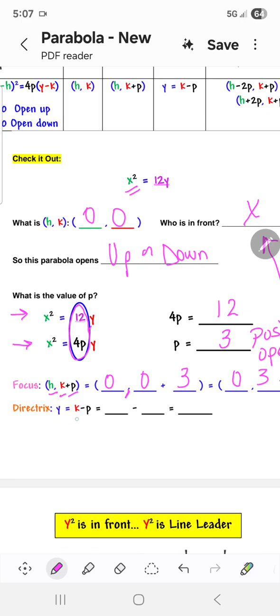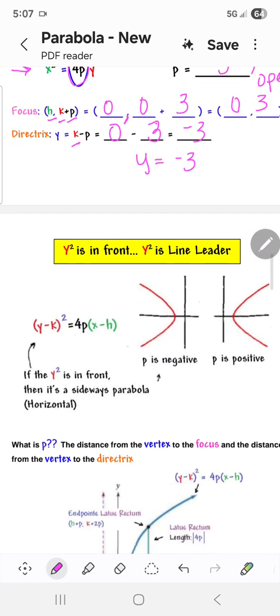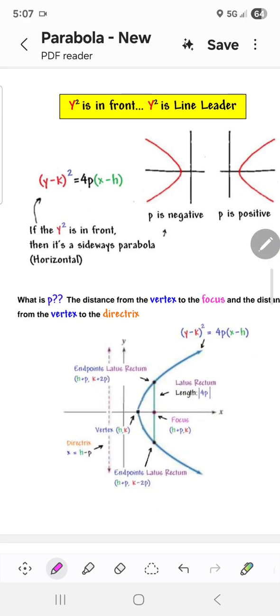Directrix, Y equals K, that's a 0, minus P, that's a 3. So the equation is going to be Y equals negative 3. Not too bad. Like I said, once you have the values of H and K and P, it's pretty much just plug and chug. Let's take a look if Y is in front.